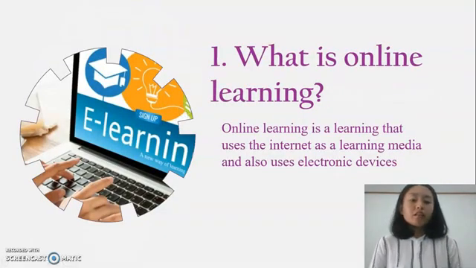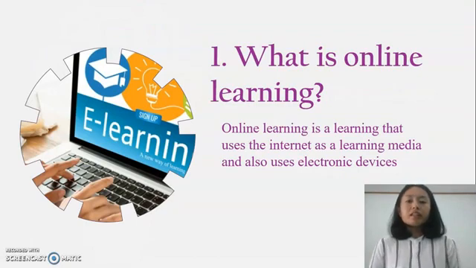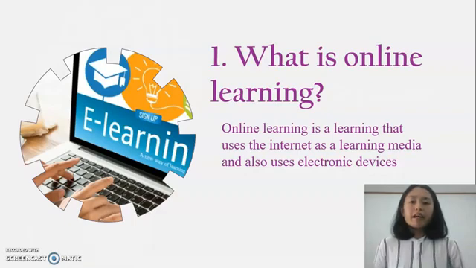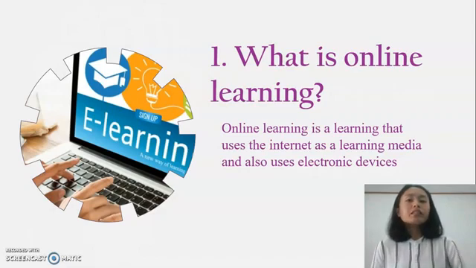What is online learning? Online learning is learning that uses the internet as a learning medium and also uses electronic devices such as computers, laptops, and others. There are two types of online learning, that is synchronous and asynchronous. Synchronous means learning that occurs at the same time. For example, if the teacher in China is teaching an on-site class, or if an online class is being taught in real time, it is happening in a synchronous time frame.